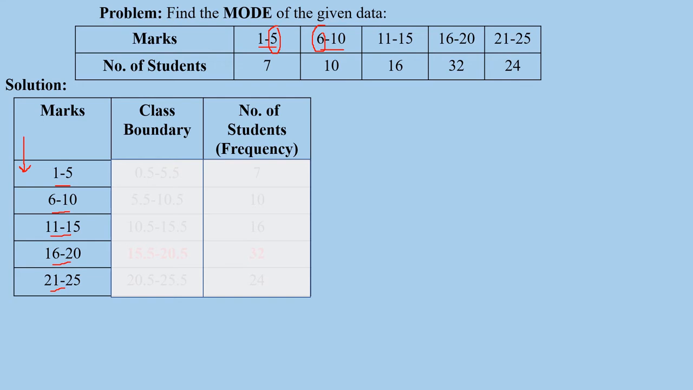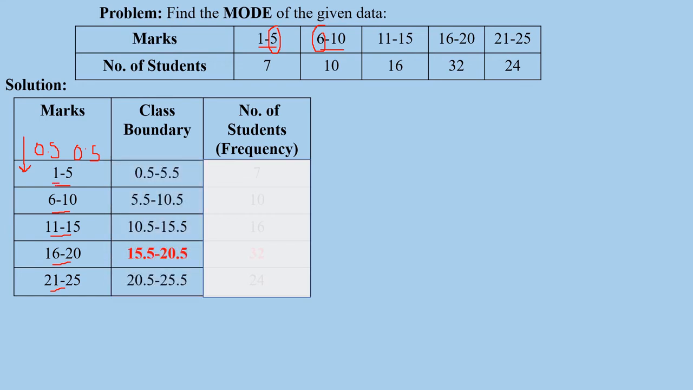Now you have to make class boundary by subtracting 0.5 from the lower class limit and adding 0.5 to the upper class limit. So 1 minus 0.5 is 0.5. 5 plus 0.5 is 5.5. You have to add 0.5 to all the upper class limits of the class intervals and you have to subtract 0.5 from the lower limits of the class intervals.